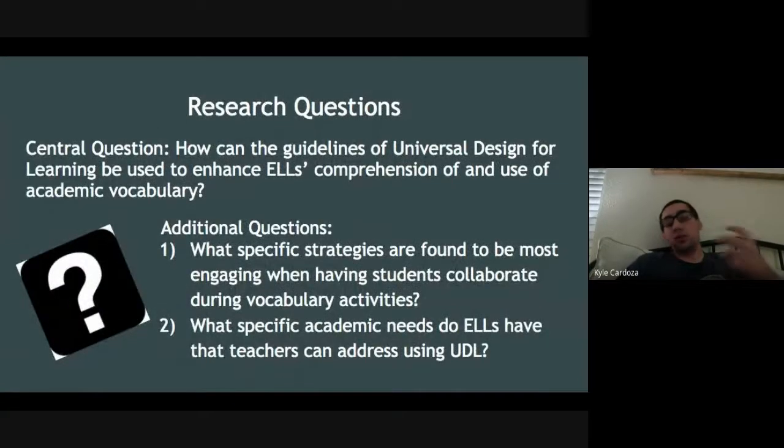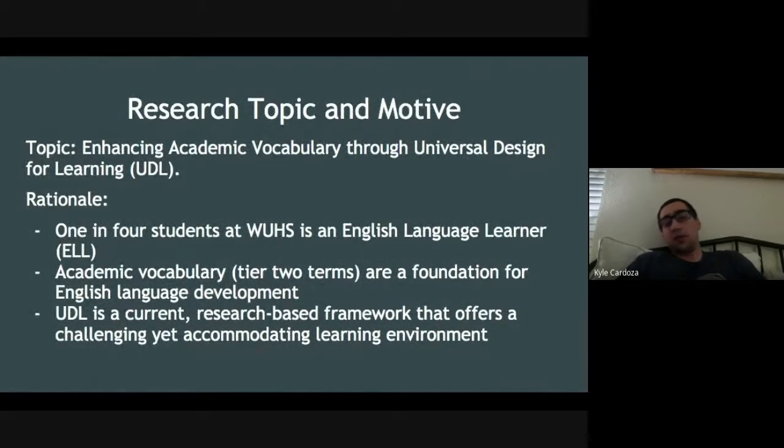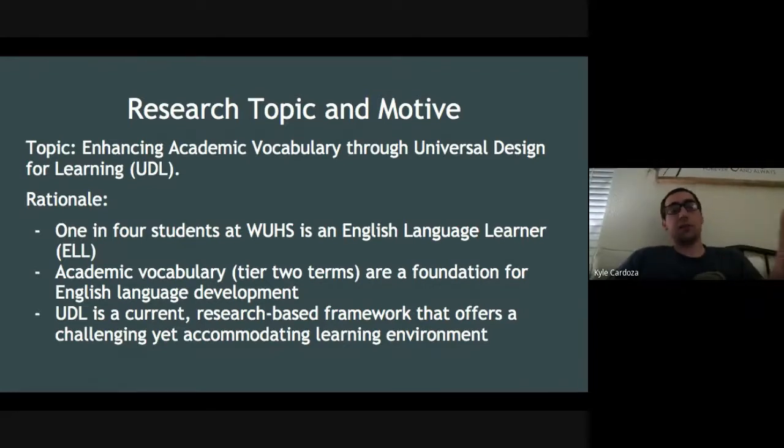So some of the research questions that I built throughout my research, or at least to guide my research. The essential question that I have is, okay, how can the guidelines of Universal Design for Learning be used to enhance ELL's comprehension of and use of academic vocabulary? So if I go back, I think I did mention that for academic vocabulary, there are multiple tiers. And tier 2 is the main vocabulary for academic vocabulary. So that is what my focus is for this research.